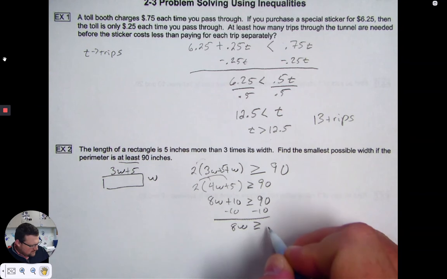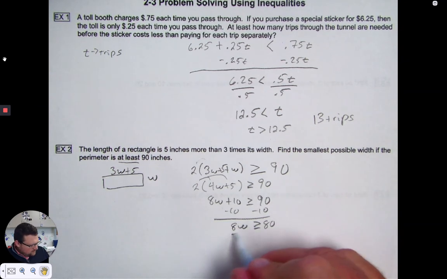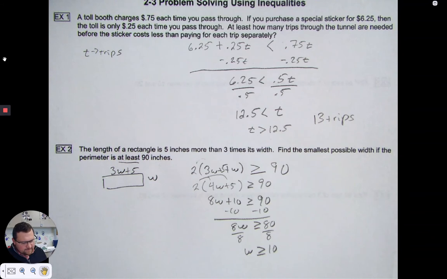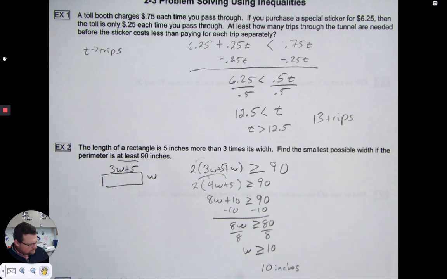So 8w has to be greater than or equal to 80. And then we need to divide both sides by 8. So w has to be greater than or equal to 10. So what's the smallest possible? Well, 10 then would be the smallest possible, so that's just 10 inches.